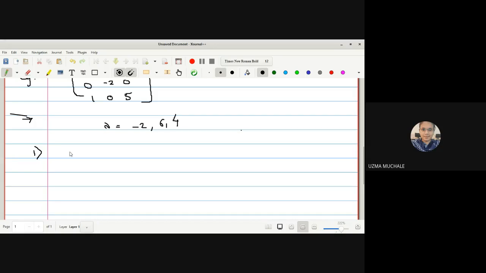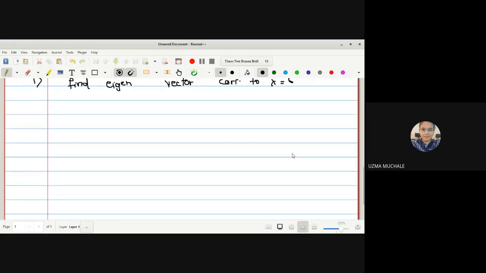If you are done with this, let me go for it. You can write here, find the eigenvector corresponding to lambda equal to 6. Okay. First we'll find the eigenvector corresponding to lambda equal to 6.